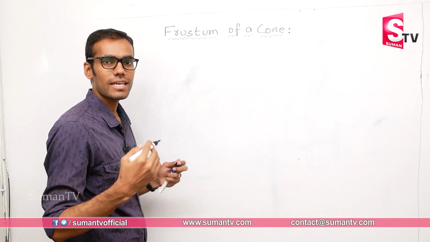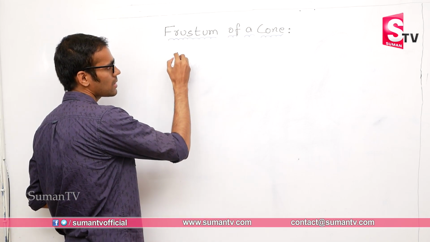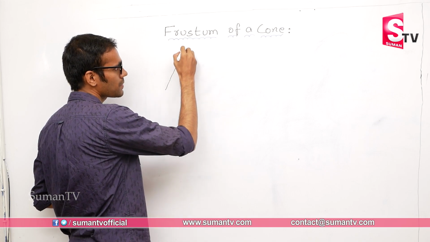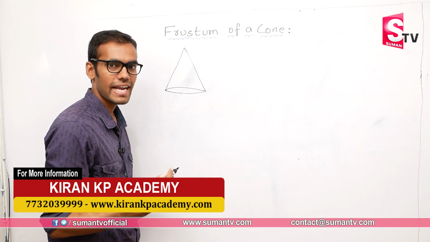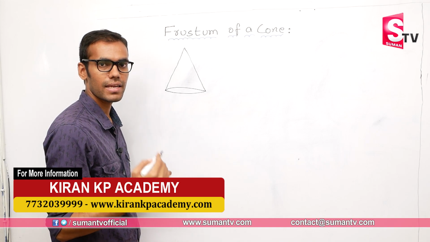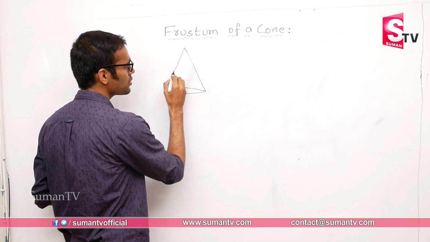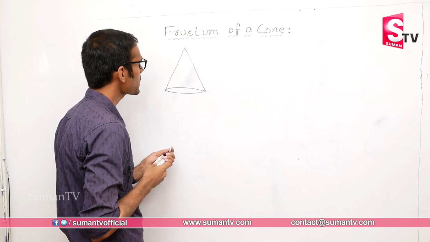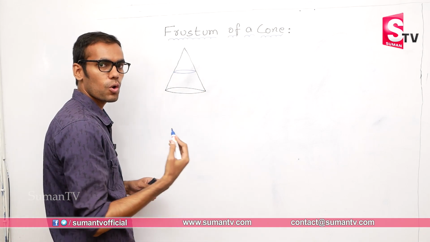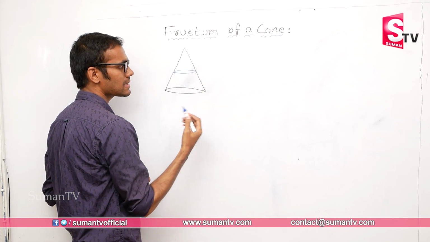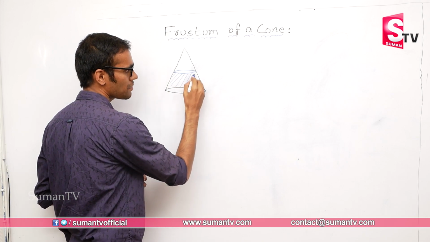Now, you might have already learned about cylinder, cone in your previous classes. So, let's look at the structure of a cone first. So this is a cone. If you divide this cone horizontally into two parts, be it equal parts or unequal parts, it doesn't matter. So suppose if I divide this cone into equal parts or unequal parts, the lower part of this cone is called as frustum. So this part is called as frustum.